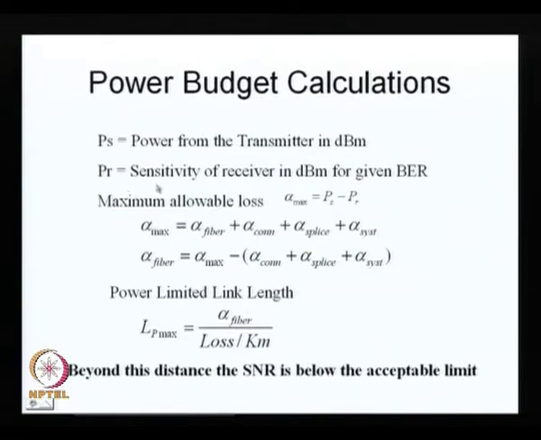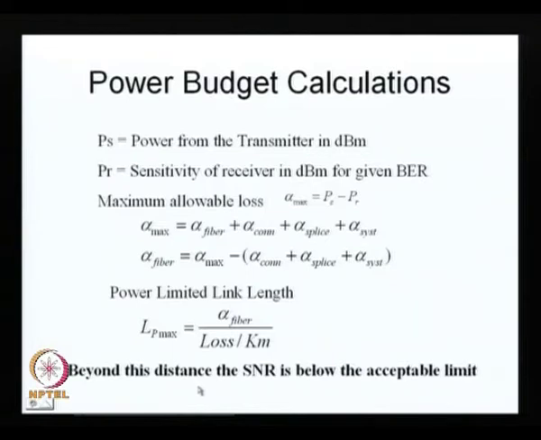So, if we have the transmitted power PS and the received power is PR, then the difference between these two is essentially the maximum allowable loss in terms of dB. So, here every quantity is in terms of dBm. PS is in dBm, PR is in dBm, so the difference of these two gives you the loss in terms of dB, that is PS minus PR.